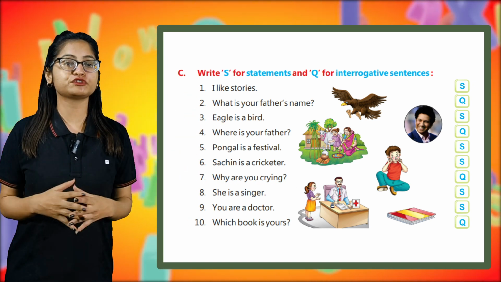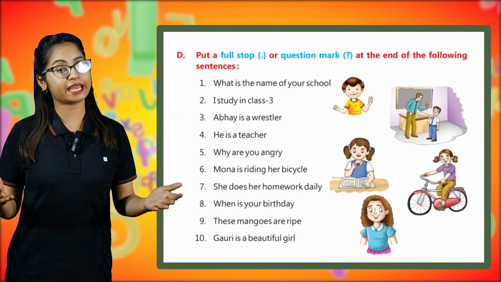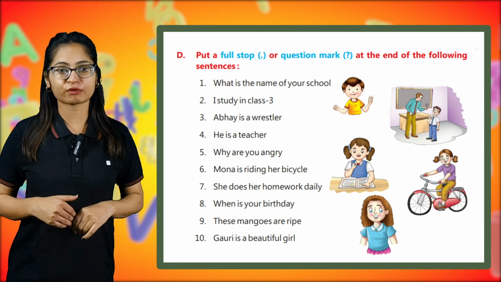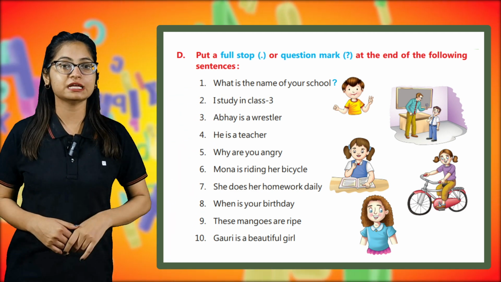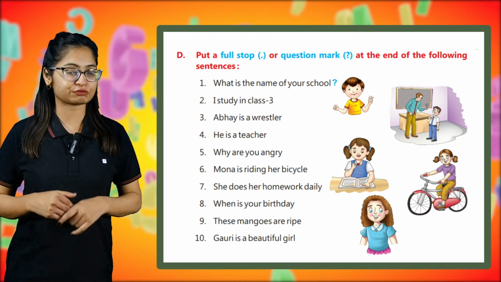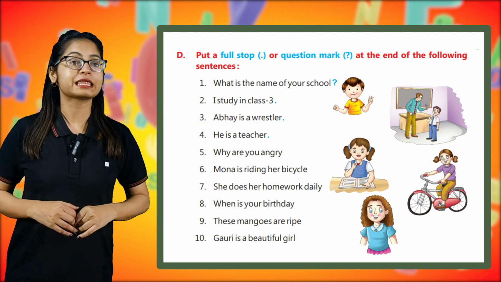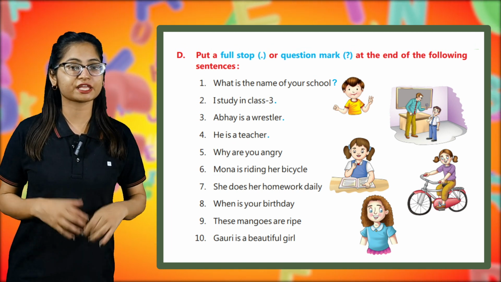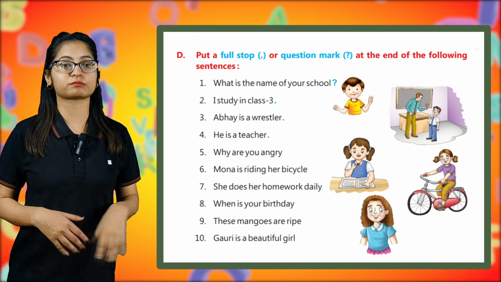Next, let's move to part D. Put a full stop or a question mark at the end of the following sentences. Now let's do that. What is the name of your school? This sounds like a question, so we will put a question mark here. Next, I study in class 3. That sounds like a statement, so we will put a full stop. Next, he is a teacher. We will put a full stop. Why are you angry? We are asking somebody, so there would be a question mark.